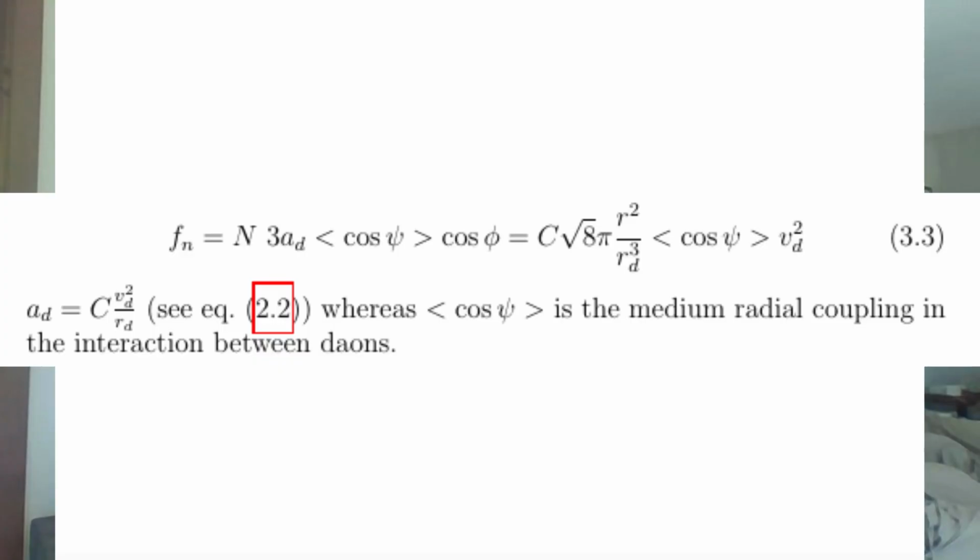Cosinus psi is the average coupling. We saw already that it is the angle between the rotational axes of the daons, and this we call psi. So when you have a shell of daons, the interaction between them must be multiplied by the mean value of this cosinus psi. That is what you see here.